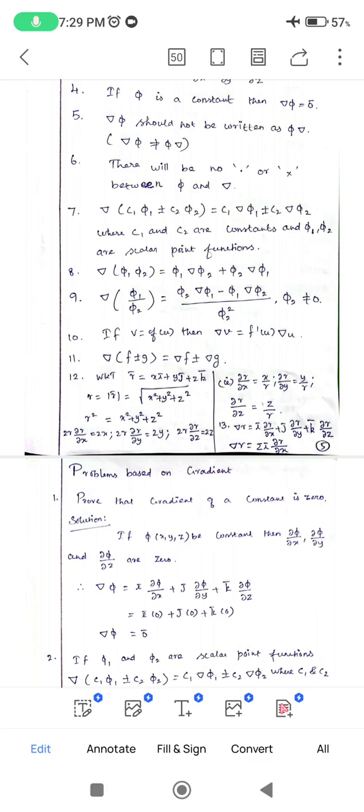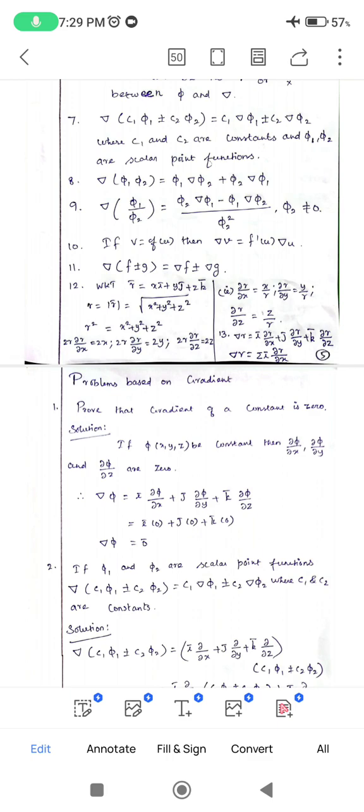Next one is del of φ1 φ2 is equal to φ1 into del φ2 plus φ2 into del φ1. Next one is del of φ1 by φ2 is equal to φ2 into del φ1 minus φ1 into del φ2, divided by φ2 square, where φ2 is not equal to 0. If v is equal to f of u, then del v is equal to f dash of u into del u. Next one is del of f plus or minus g is equal to del f plus or minus del g.